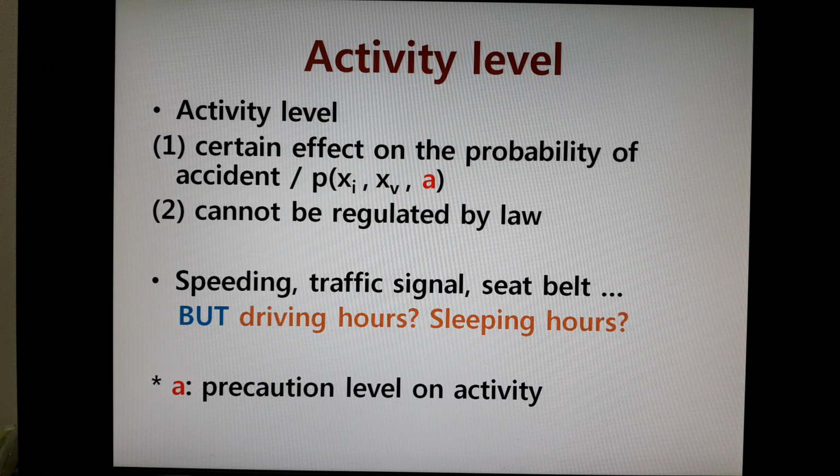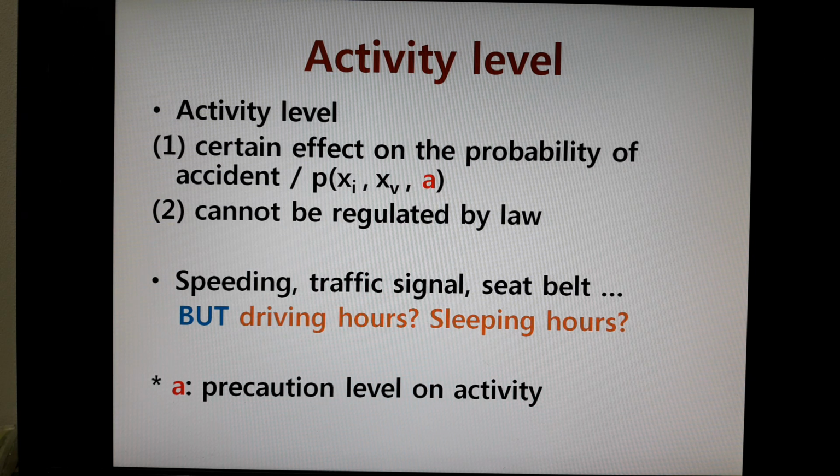Why? Think about that. If the law says nobody can drive more than 8 hours per day, think about a truck driver or taxi driver who has to make a living by driving a long time. Maybe not every day, but sometimes they have to do that. And then, if the government blocks it, they would say, come on, who would provide food for my family? When you prevent me from driving more than 8 hours, my family would starve to death. So for some political reason, it's very hard for the government to regulate the driving hours.